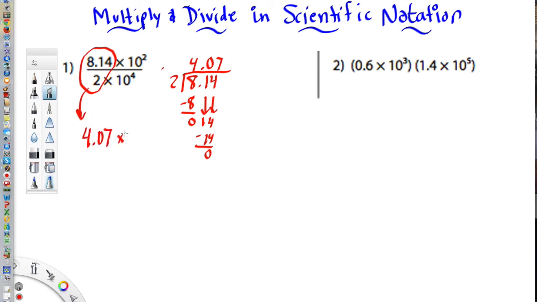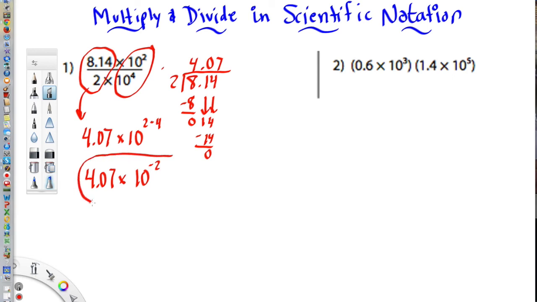That's a great base. And then I divide my exponents of 10 to the second power divided by 10 to the fourth power, which would be 10 to the 2 minus 4 power. Let me clean that up. That's going to be 4.07 times 10, and 2 minus 4 is a negative 2. Okay, and remember, you can slow this down and replay it at any point in time.